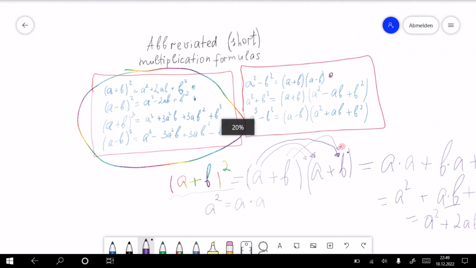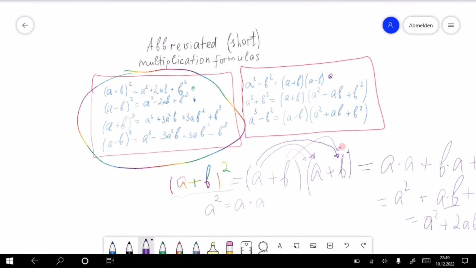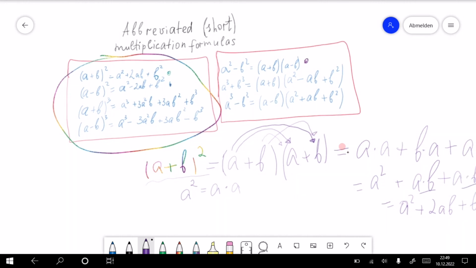The same trick you can do with the square of difference. A minus b squared. You can also just multiply this grouping, a minus b times a minus b, and you will get this formula.